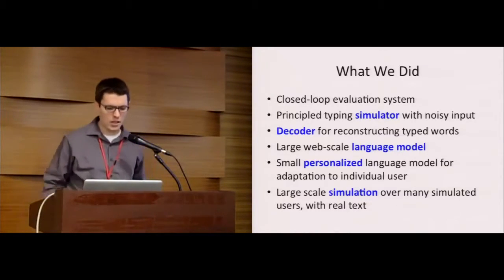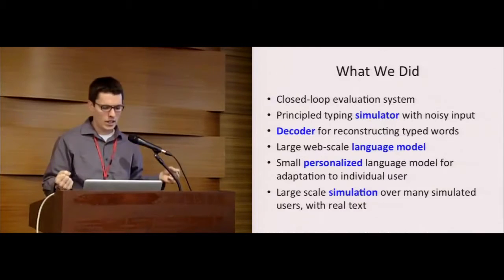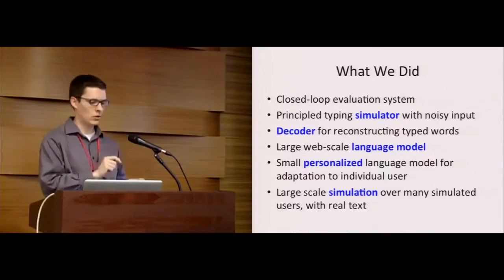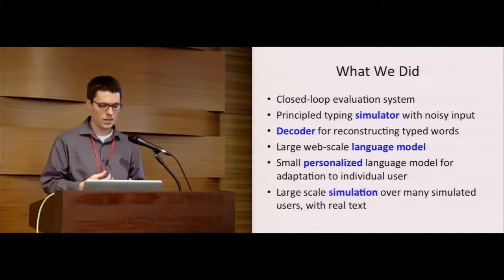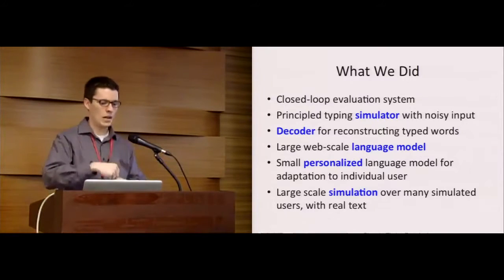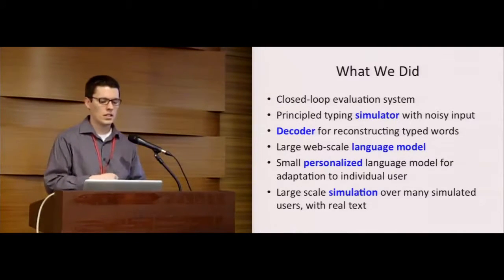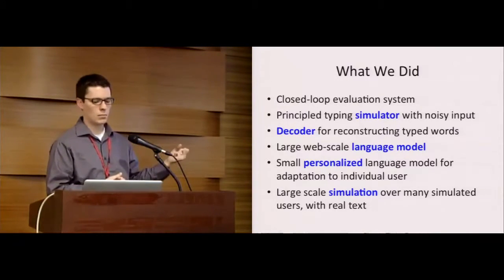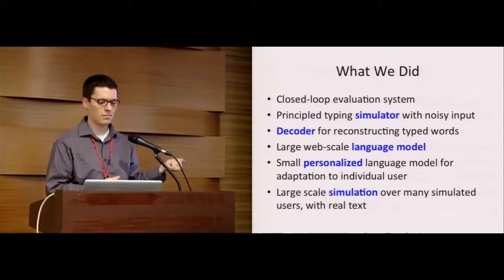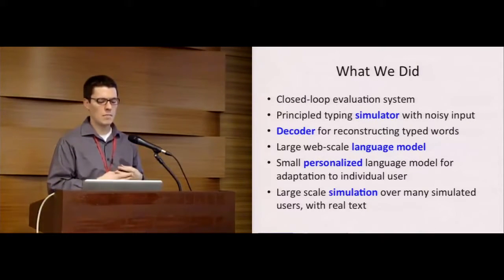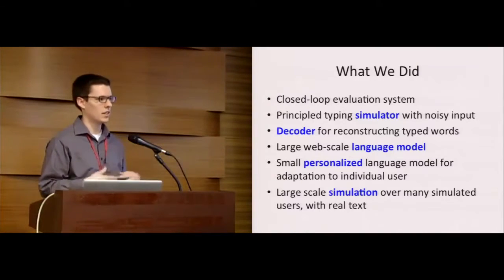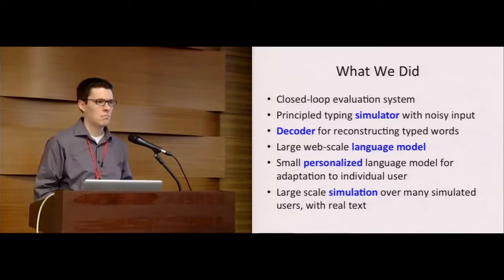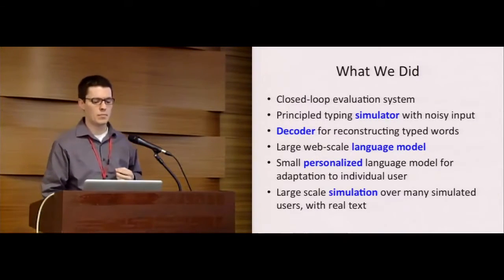So here's what we did. We created an entire evaluation system. And instead of using human subjects, we created a typing simulator that simulates how a person might type with noisy input. Then we built a decoder to take that back to the words themselves. We used a large language model, and we used a smaller personalized model based on that person's words. And then we were able to simulate over many simulated users with real text and get some nice concrete numbers on how much these techniques might be helping.